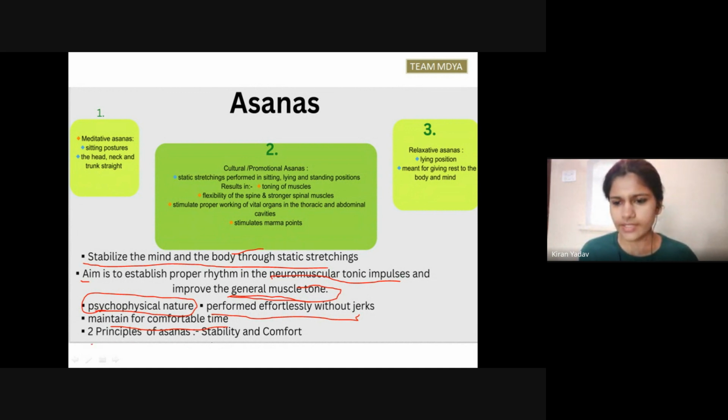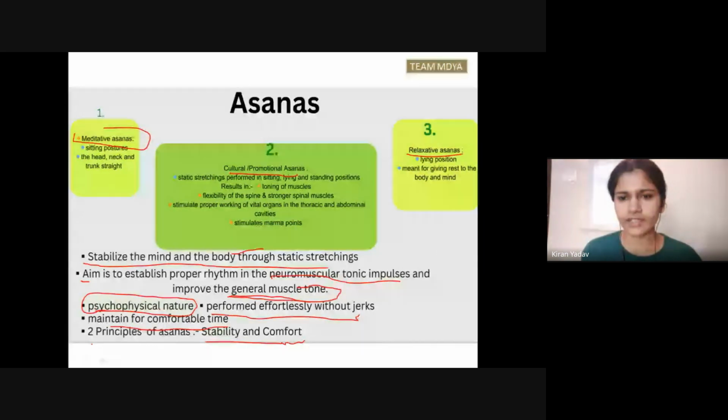Two principles of asana: stability and comfort. Comfort doesn't mean that you have to become lazy once you are in the posture. It means that yes, there is effort, but there is a balance between effort and easiness. Now, these are the three types of asanas: meditative asanas, cultural asanas or promotional asanas, and relaxative asanas.